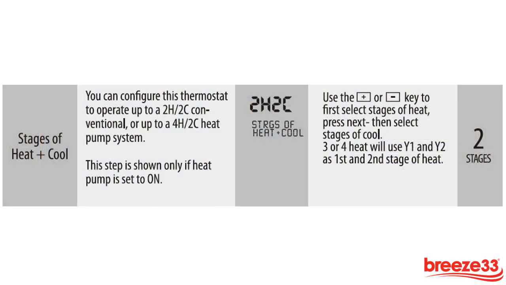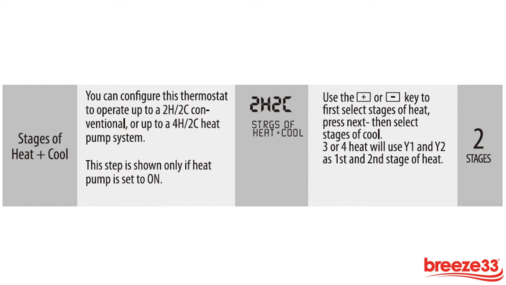Stages of heat and cool. You can configure the thermostat to operate up to 2 heat or 2 cool conventional, or up to 4 heat, 2 cool heat pump systems. This step is shown only if heat pump is set to on.